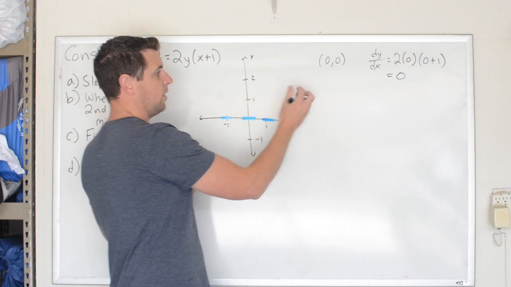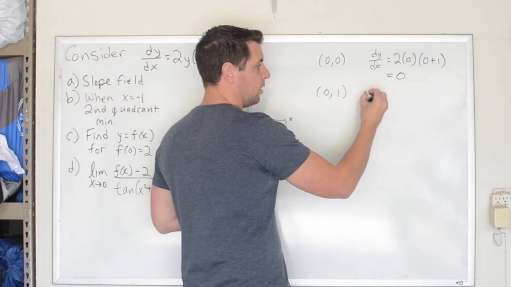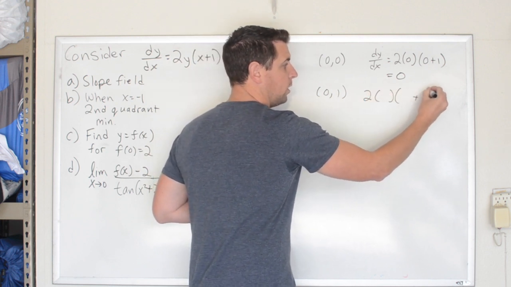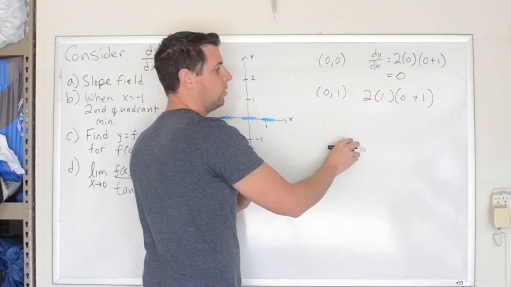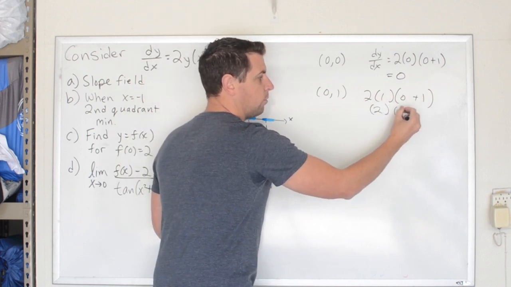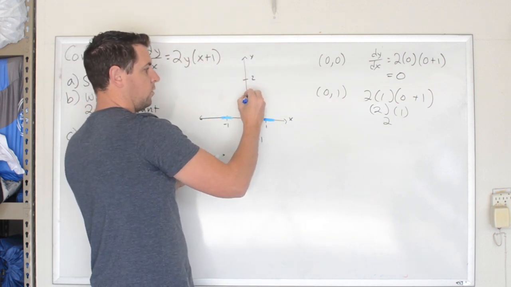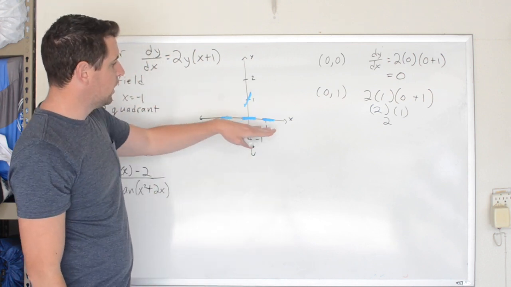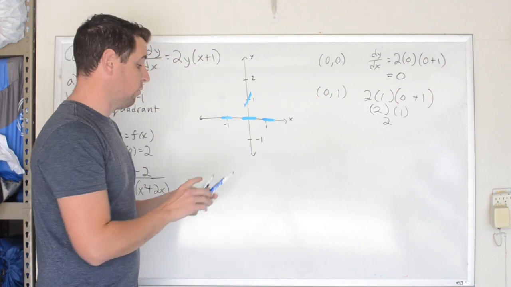Let's try this point here. That's the point (0, 1). When I do (0, 1), again, I'm putting that into the equation: 2 times my y value times (x plus 1). My y value here is 1. My x value is 0. So 2 times 1 is 2. 0 plus 1 is 1. And so I get 2. So my slope at (0, 1) is 2, which should be kind of a steep uphill line, something like that. As we work our way through, I'm going to continue doing more and more points and hopefully filling out more and more of this table here.